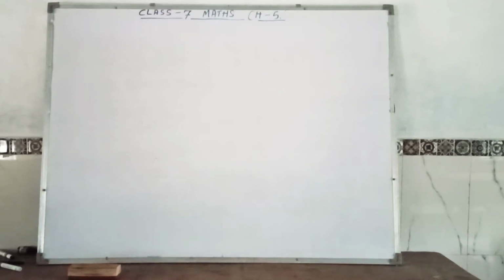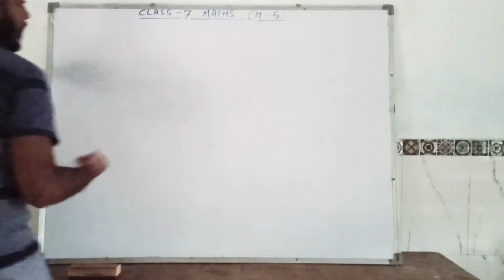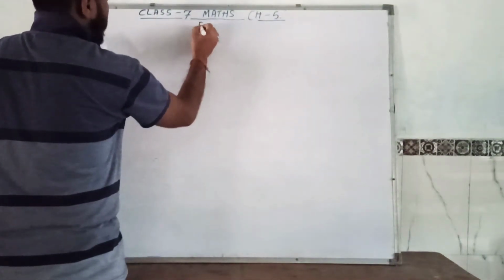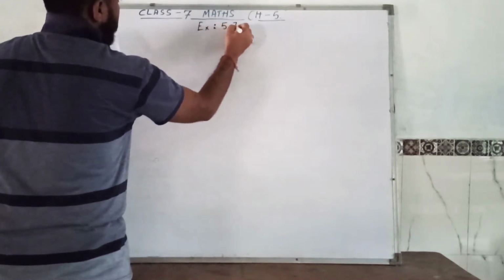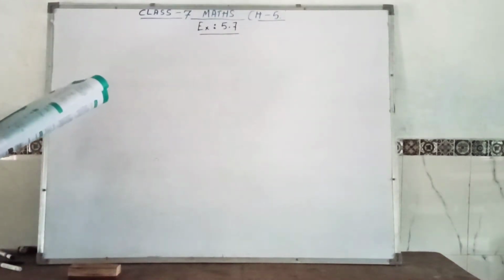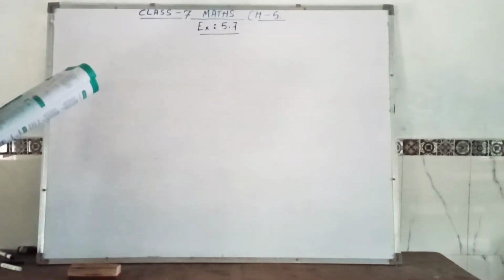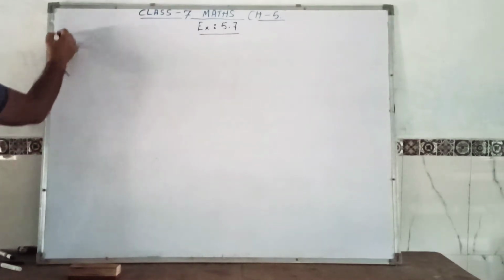So now let us start with the next exercise, 5.7. You skip question number 1 and 2. Horizontal, vertical we have already seen in exercise 5.6. Let us resume with question number 3.